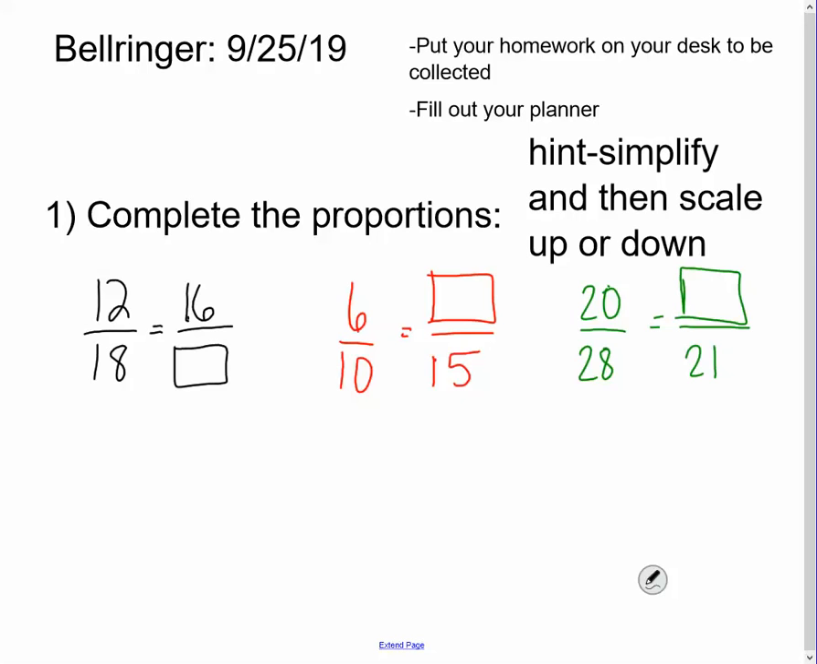So we're looking for a connection. In 6th grade, we're not doing the cross multiplication method. That's something you'll learn later. Right now, it's all about ratios and scaling those ratios up and scaling them down. So what we want to do is find the relationship between here to here using multiplication or division so that we can, in this case, scale it up.